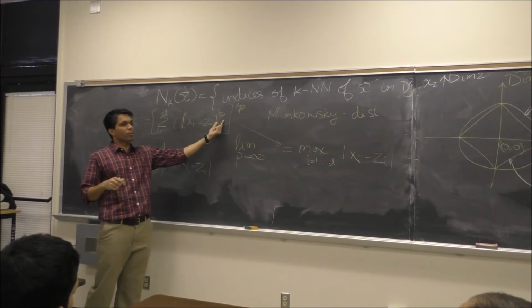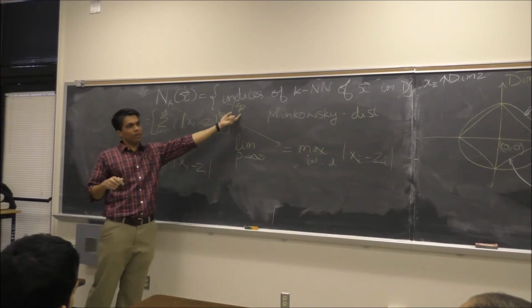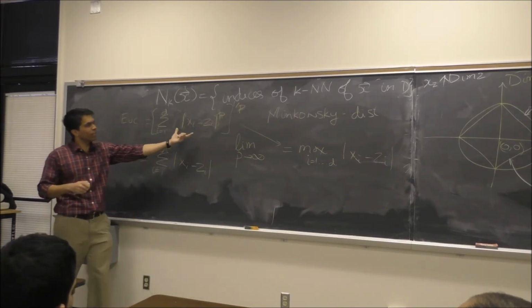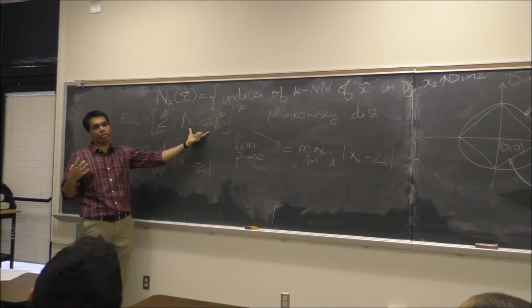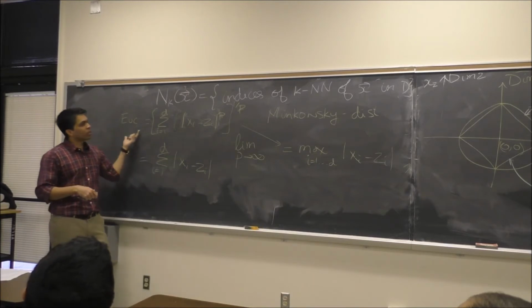Here's a number. You're raising it to the power p. You're summing it up, and then you're taking the power of 1 over p, right? Let's assume, for the sake of simplicity, that one of them is the largest. There's a unique argmax. Pull it out of the summation.